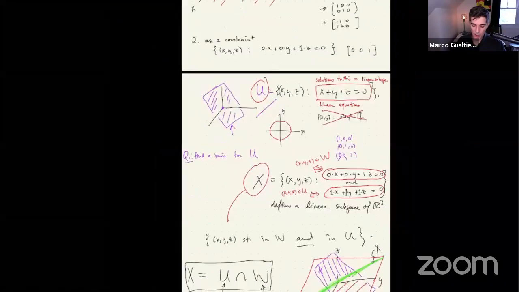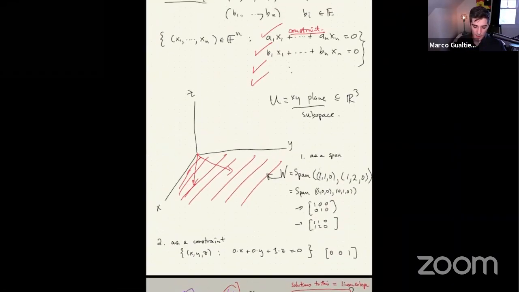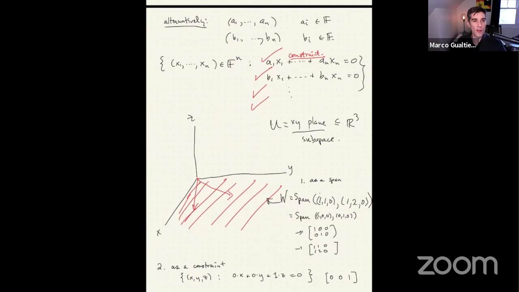Well, this is what I was talking about here, right? That you have two choices in how you describe your subspace. You could either describe it as a span of a list of vectors, or you could describe it as a sequence of constraints. And you can go between those two ways, right? But you need to know how. It's not obvious how to go between them.